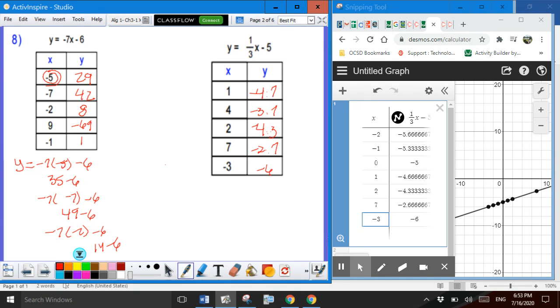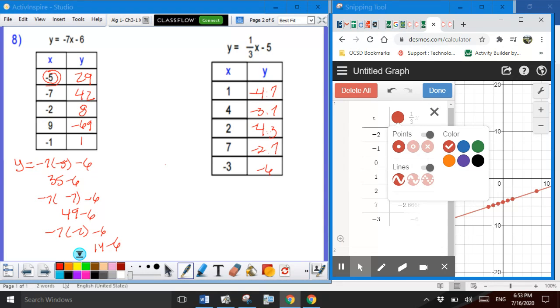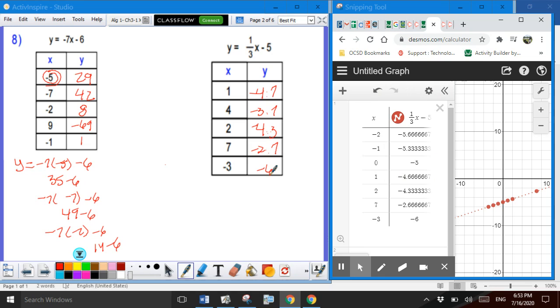Okay? So underneath this gear is a lot of options. If I click this gear, I can actually change the color. I can change my points to open circles to X's. I can change my line to different types of lines. It has lots of options there. So if you're ever looking for something or trying to change something, always hit the gear and then tell it you're done. So that is really cool the way that works.